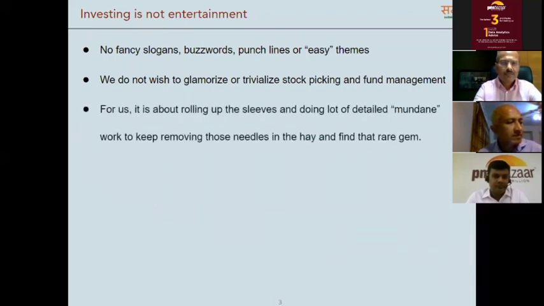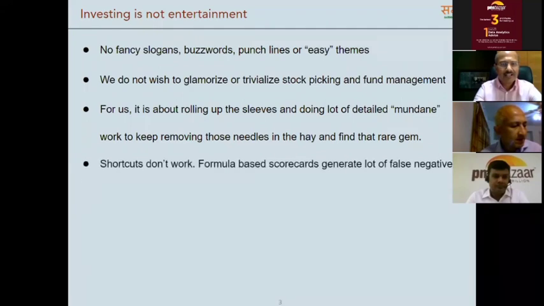For us, it's about rolling up our sleeves and doing a lot of detailed, very mundane work at times, because we're trying to remove those needles in the hay and eventually find those rare gems. I guess I'm using a punchline, but anyway. So what I'm trying to say is that shortcuts don't work for us.